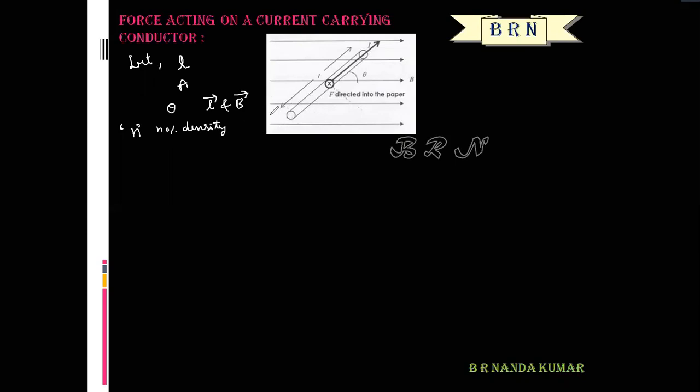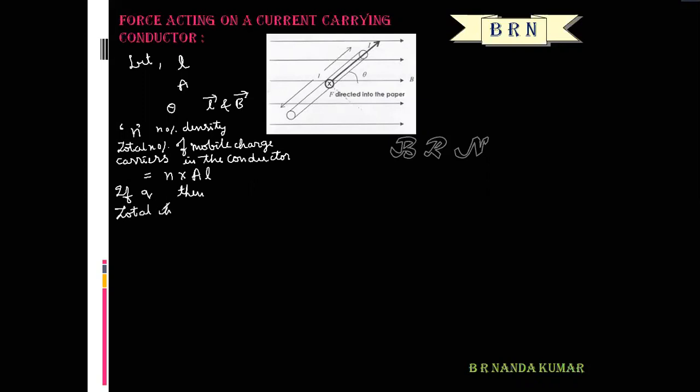And what is the total number of mobile charge carriers in the conductor? Total number of mobile charge carriers in the conductor, that is number density into the total volume. The volume of the conductor is area into length, right? So n into AL is total number of mobile charge carriers in the conductor. So if q is the magnitude of charge on each mobile charge carrier, then the total charge, as charge is quantized, is n A L into q.